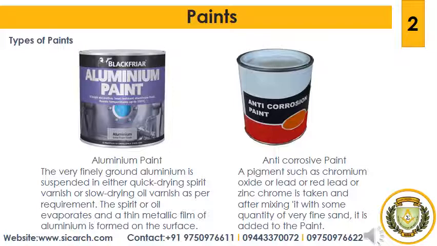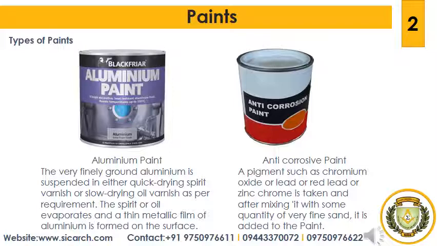It possesses a high covering capacity. Then it gives a good appearance to the surface. It is impervious to moisture and it also possesses high electrical resistance. So this aluminium paint is widely used for painting gas tanks, hot water pipes, marine piers, oil storage tanks and radiators. So the second type of paint that we are going to see is anti-corrosive paint.